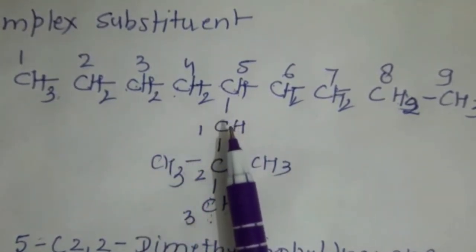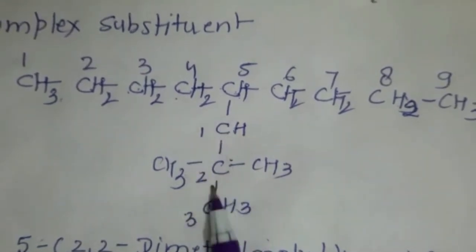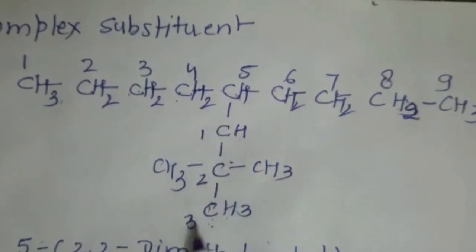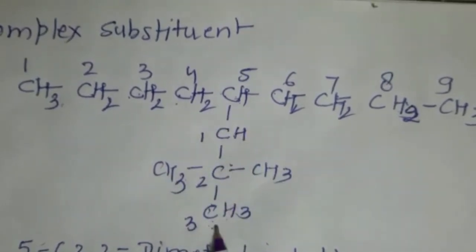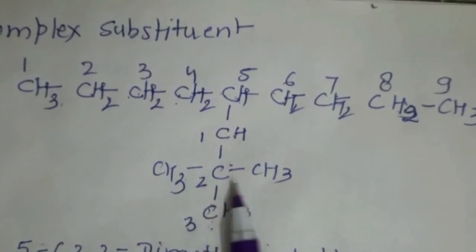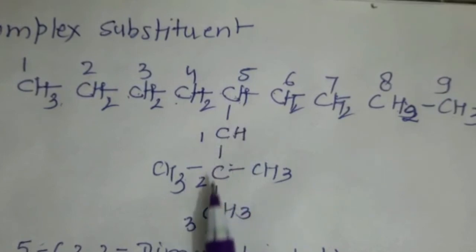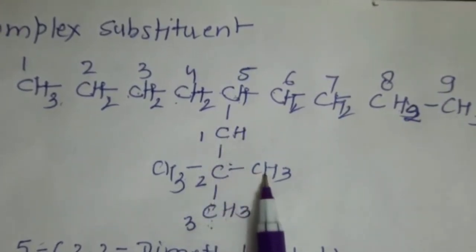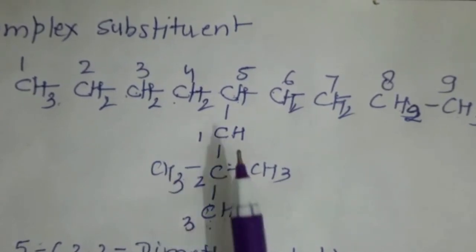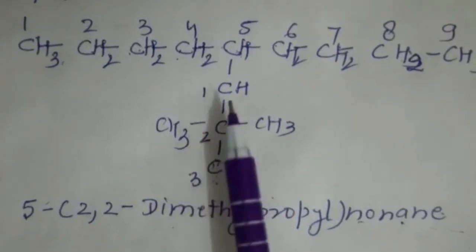Here, by taking it as the first carbon atom, a maximum 3 carbon chain can be formed: 1 2 3, 1 2 3, 1 2 3. So we can take any one of the following. Let us take this one: 1, 2 and 3. At the 2 position 2 methyl groups are there. So the name of the alkyl group containing 3 carbon atoms is propyl, and here at the 2 position 2 methyl groups are placed. So the name of this complex branch is 2,2-dimethyl propyl.